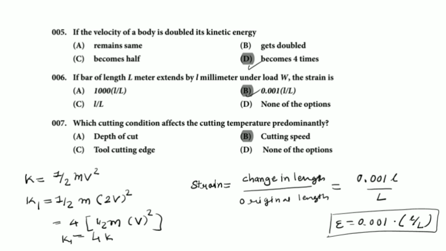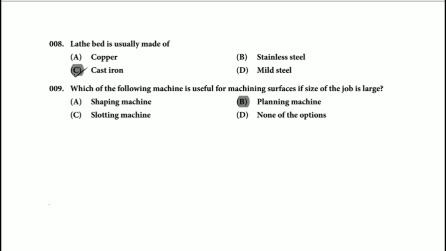But if you understand the practical, right? If you have performed the practical, then you will be able to find that the cutting speed is affecting the cutting temperature predominantly, right? It's based on practical, right? There is no theoretical proof currently. Let's move to the question number 8.